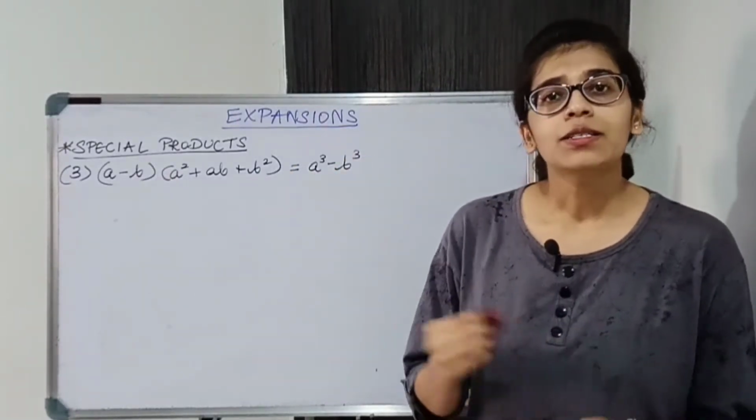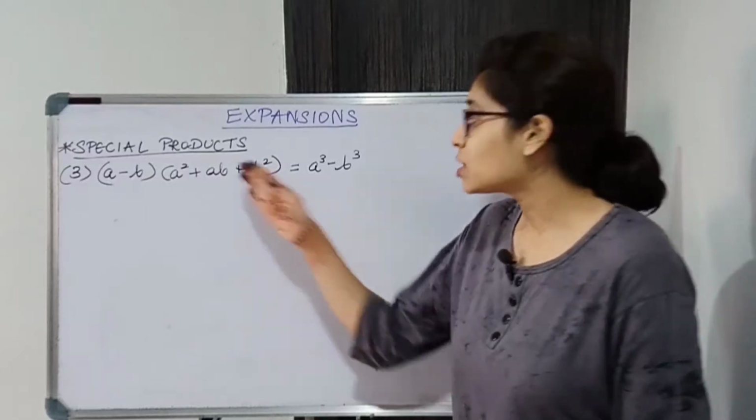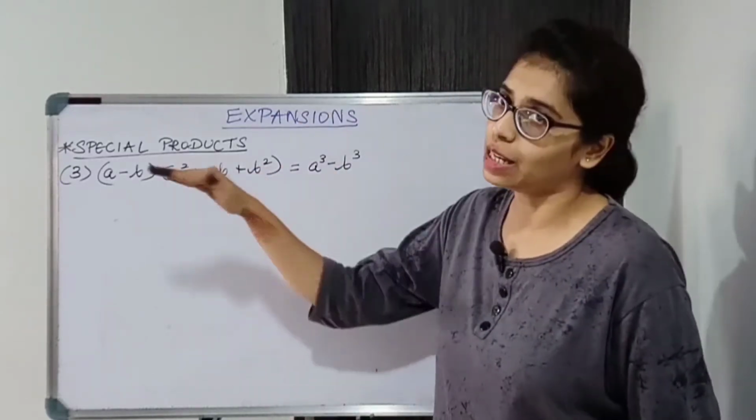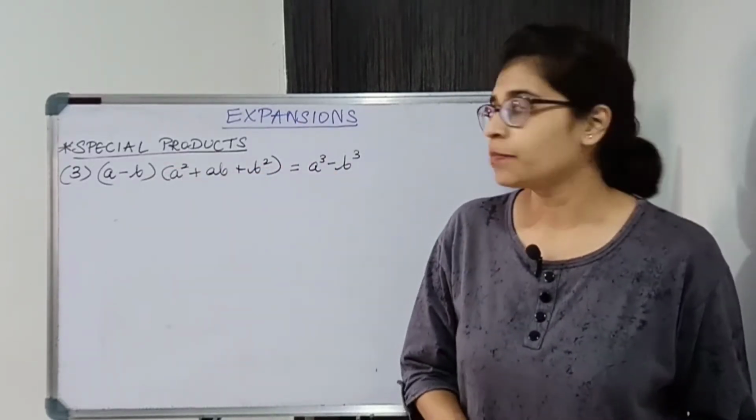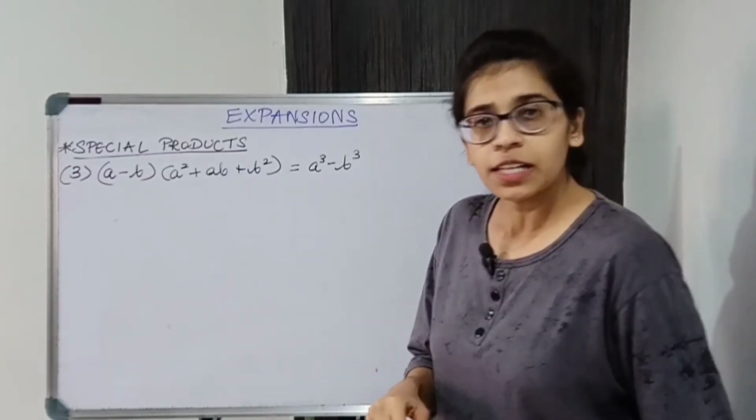Now let us understand how we get the formula. We'll derive RHS from LHS and LHS from RHS. So first we'll consider the LHS.